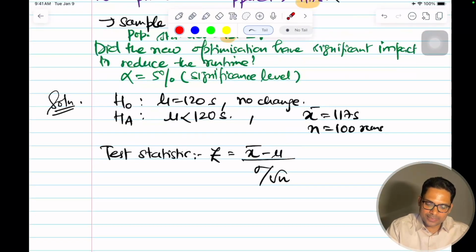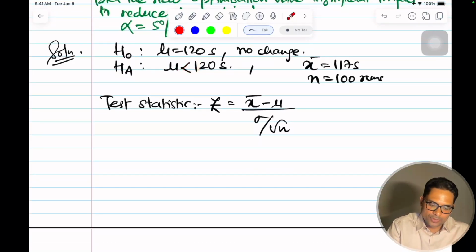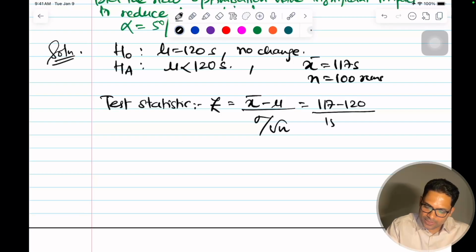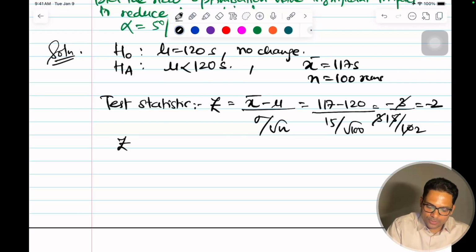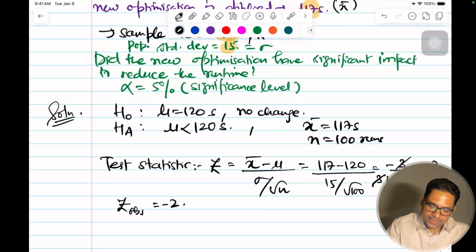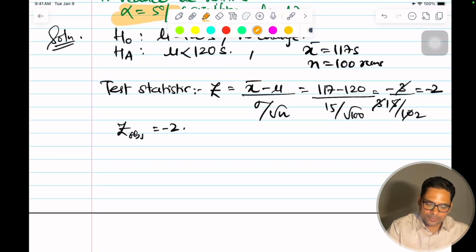The null hypothesis is that nothing has changed and the runtime is still 120 seconds. The alternate hypothesis is that after the new optimization, it had an impact and reduced the runtime below 120 seconds. Now let's compute it quickly. The z statistic equals 117 minus 120, divided by sigma, 15, over the square root of 100. This equals minus 3 divided by 15 by 10. The 3s cancel, and this comes out to minus 2. So my observed z statistic is minus 2. And what was my significance level? 5%. This is one-sided because we are comparing less than.